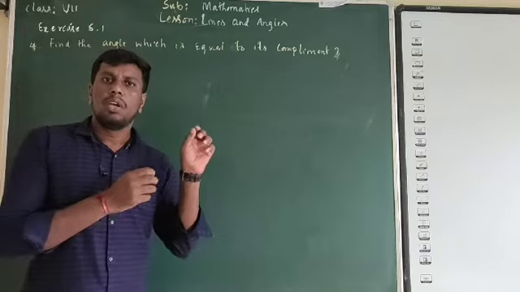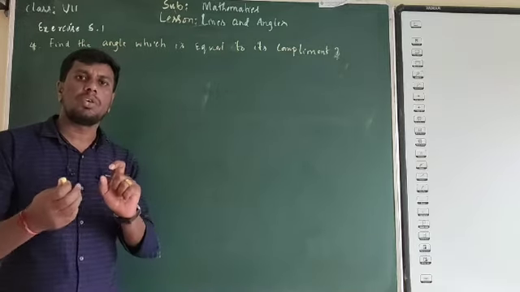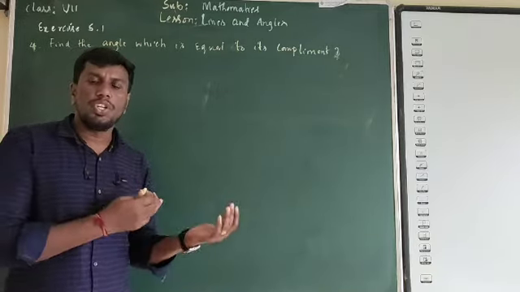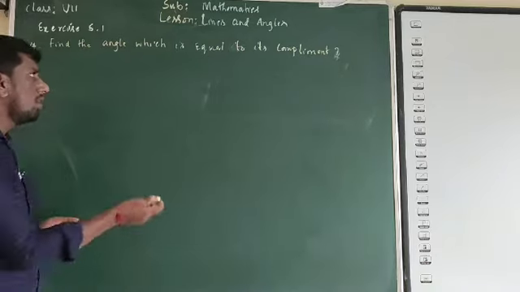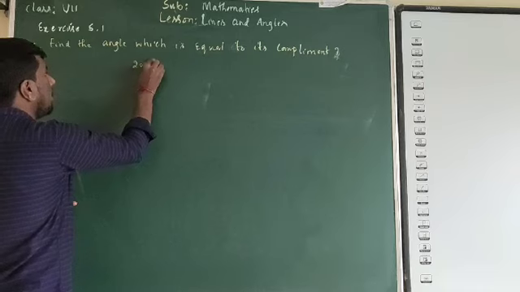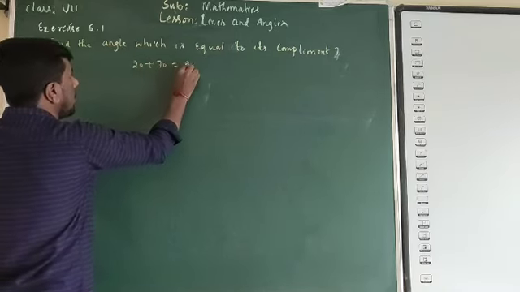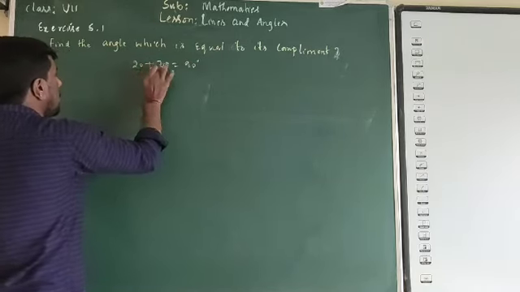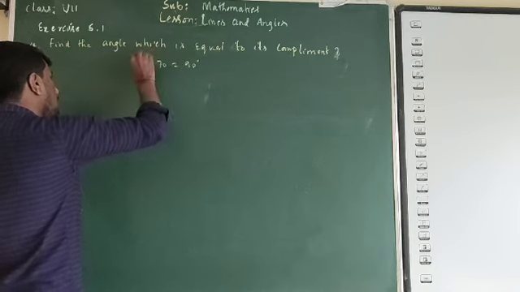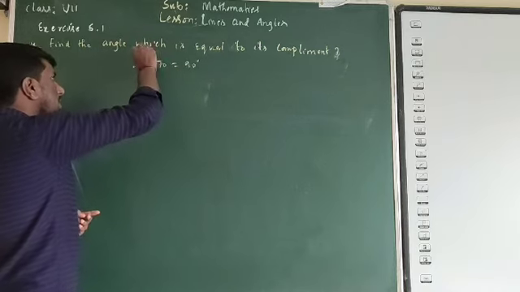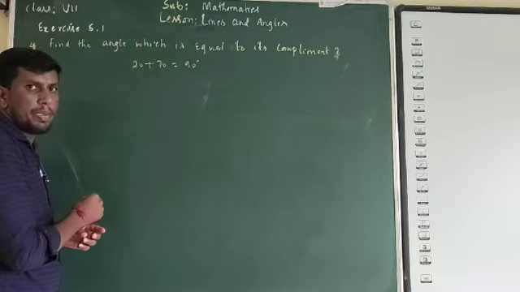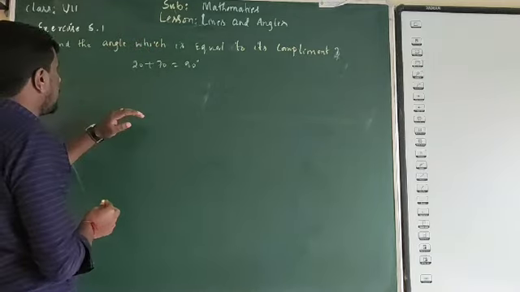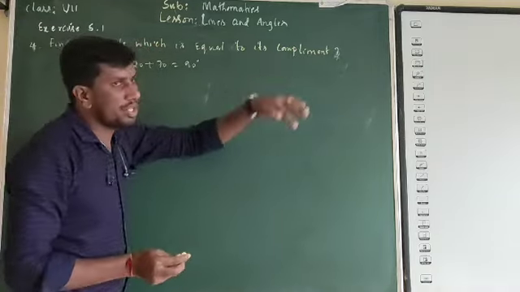For example, 20 degrees plus 70 degrees is equal to 90 degrees. So 20 and 70 are complementary angles to each other, right? You can observe that 20 plus 70 is equal to 90. Therefore 20 and 70 are complementary angles. 20 is the complement of 70, and 70 is the complement of 20. But the question is, find the angle which is equal to its complement.